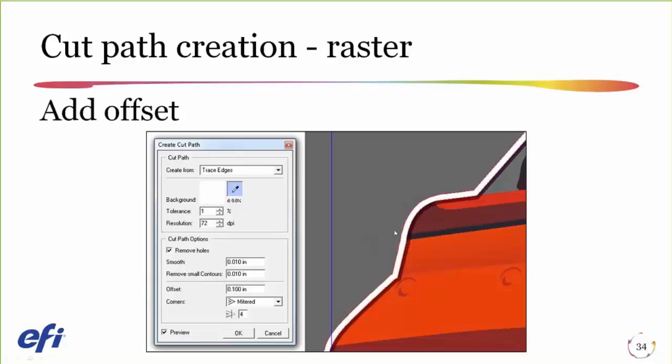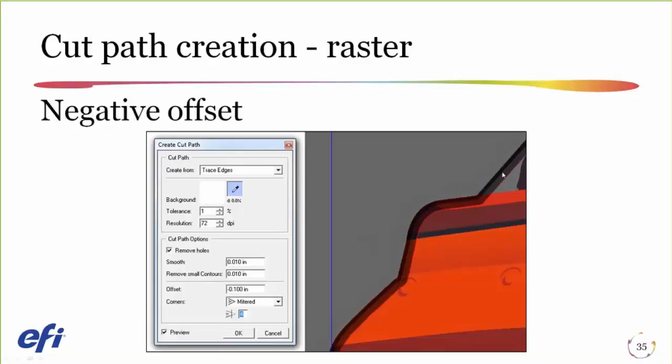And again, we can create an offset. We can move that cut path away, or again, with the negative offset, I can move it in and undercut or overcut the image a little bit to make sure, again, that that little white line is not showing up.